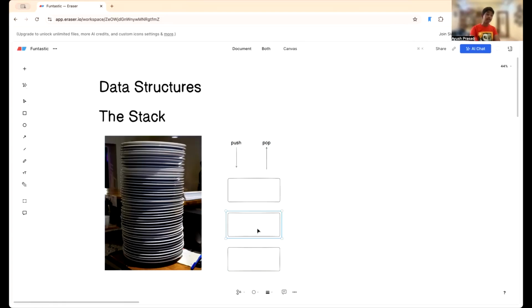We have a stack, which is the ordered list of elements. The push operation takes in an element and adds it to the top of the list. The pop operation just returns what was the top element of the stack and removes it from the stack forever. Using these two operations, you can do anything you want in a stack.